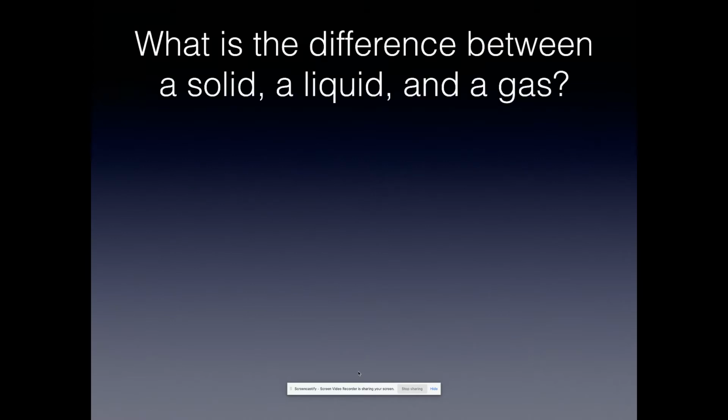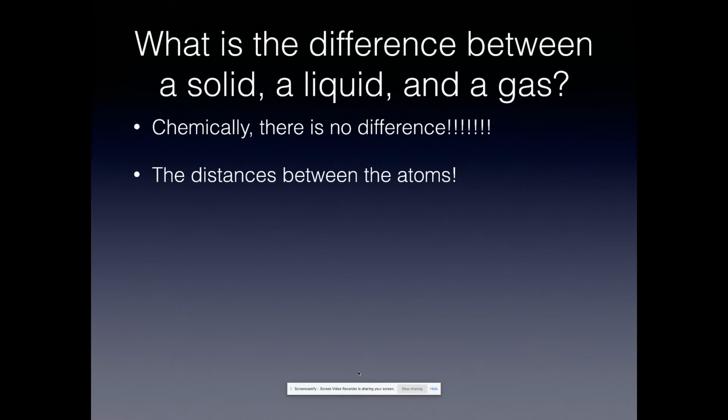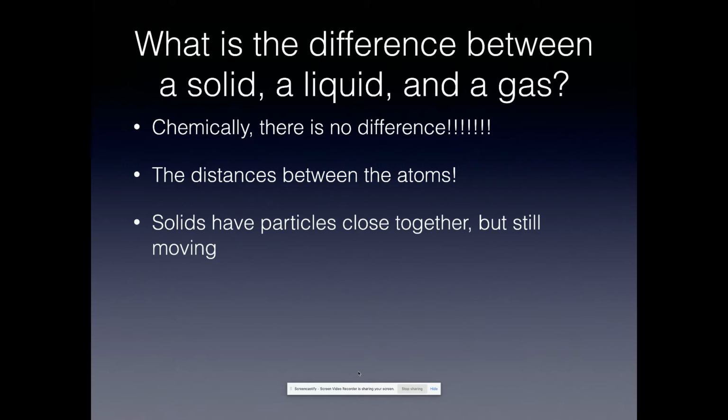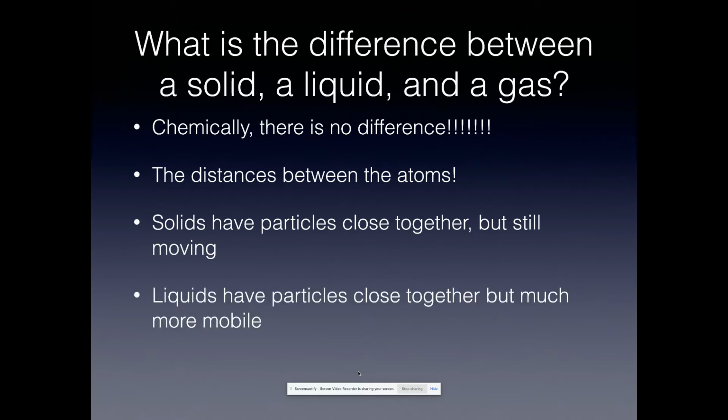So let's start off by talking about the difference between a solid, a liquid, and a gas. Chemically, there isn't a difference. The only real difference is the distance between the atoms. Okay. The solids, they've got particles that are close together. They're still moving. They're kind of locked in place, but they can vibrate where they are. Liquids have particles that are close together, but they're much more mobile. And gases have particles that are moving very chaotically and randomly.